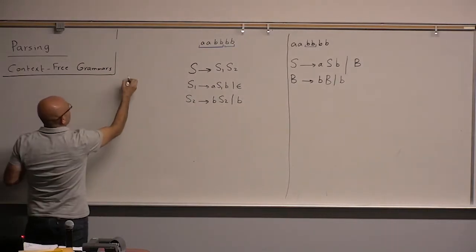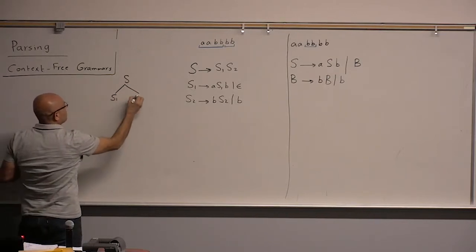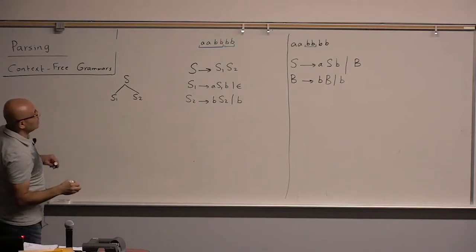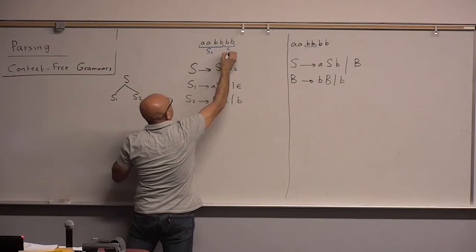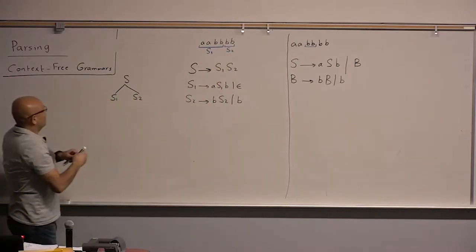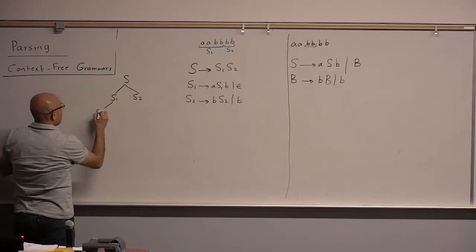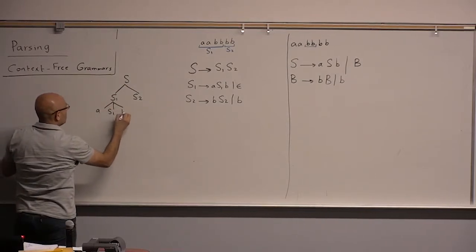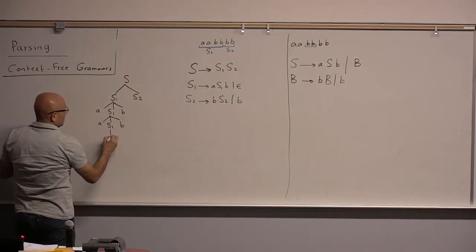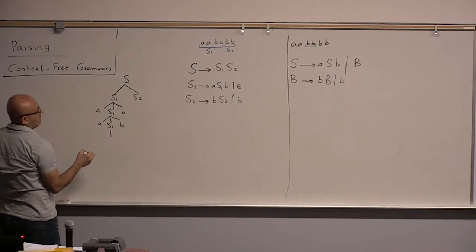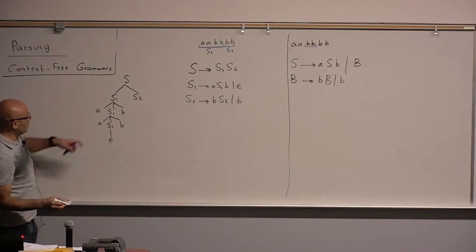Okay, let's do it here. So S is going to be S1, S2, right? So this is our S1 and this is our S2. And S1 is going to derive two A's and two B's. So it's A S1 B, A S1 B, and then epsilon. So now we derive an equal number of A's and B's.